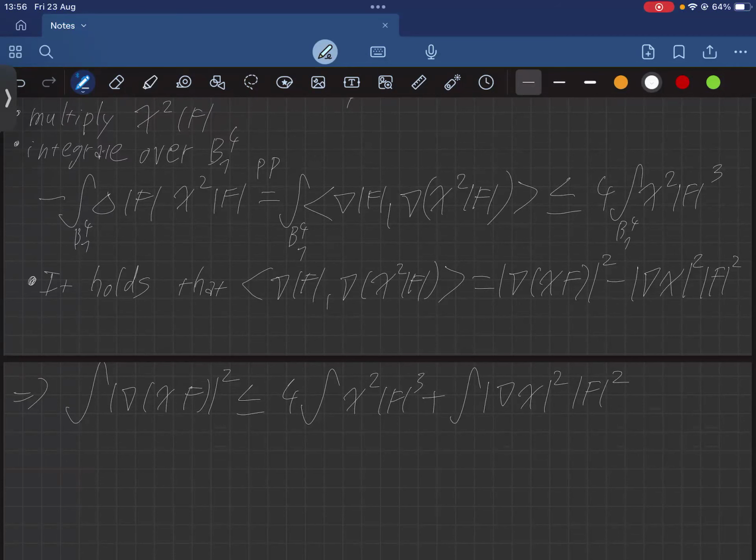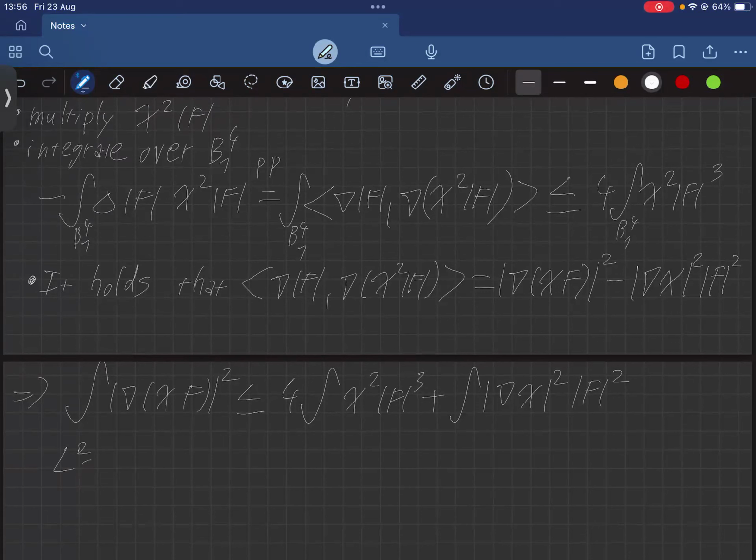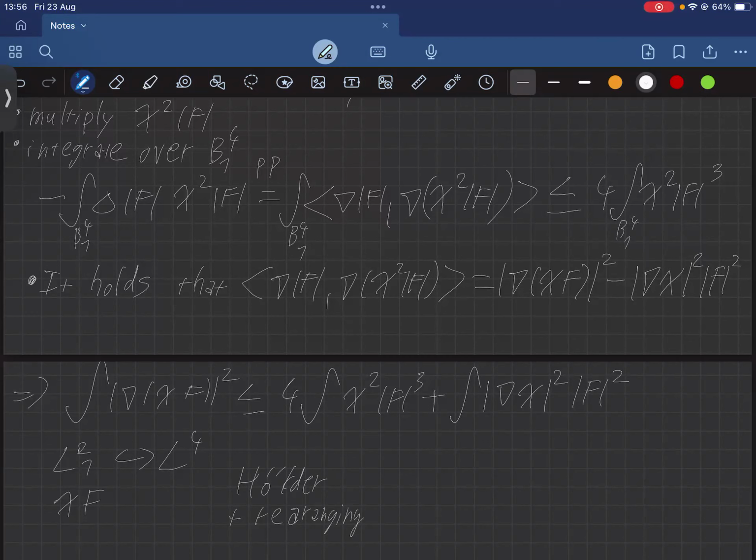And we see that now we have an L2 bound on our d(chi f), right? And there's Sobolev embedding into L4, and we can apply Hölder inequality plus rearranging to get an L4 bound on chi f.